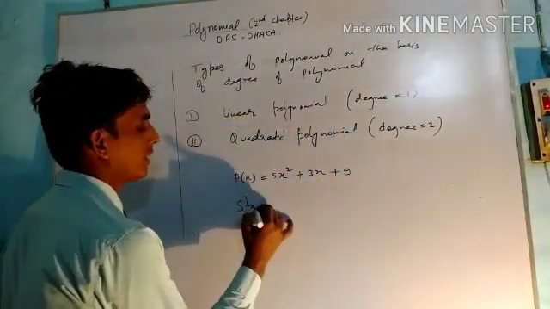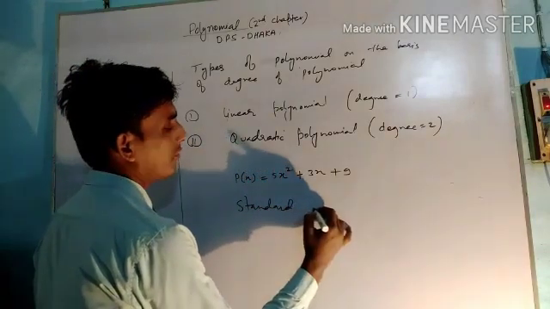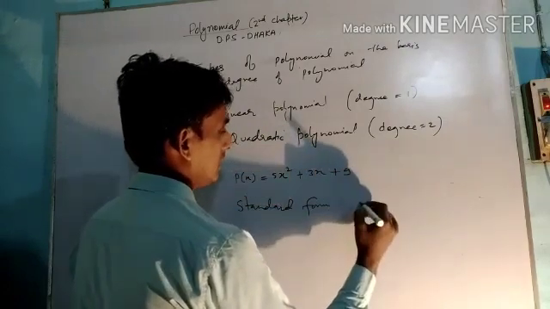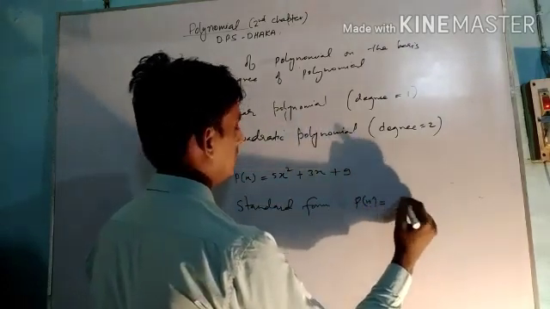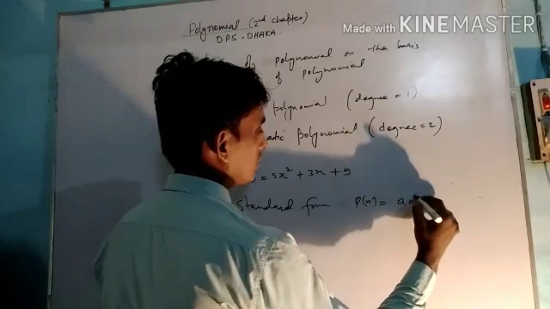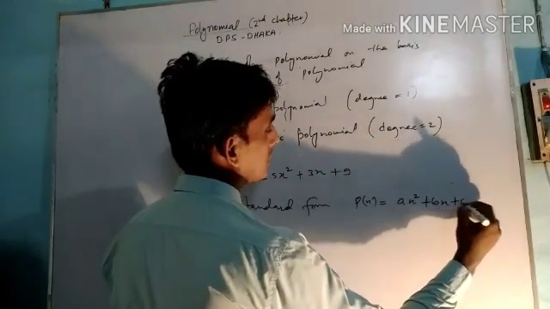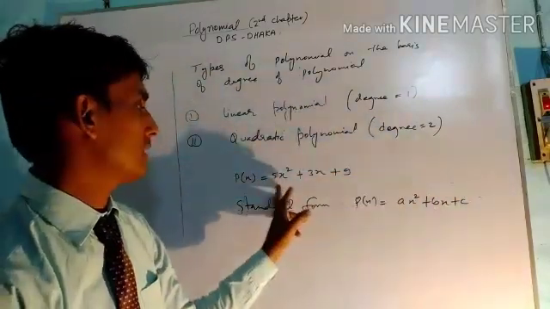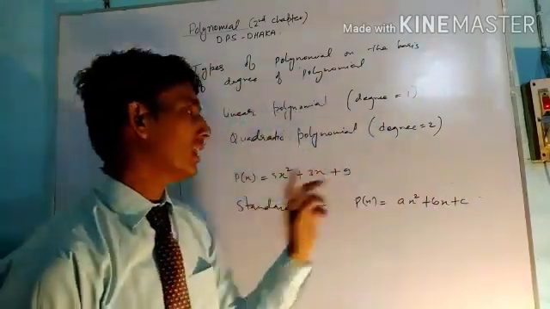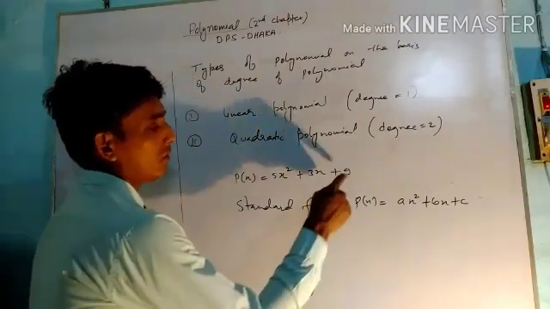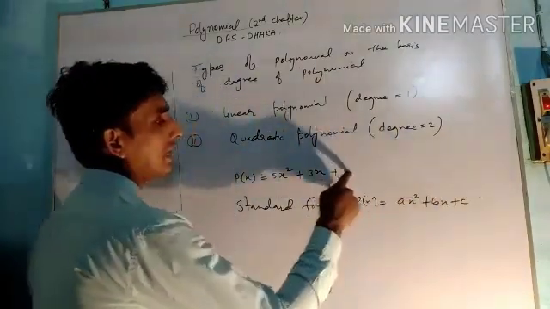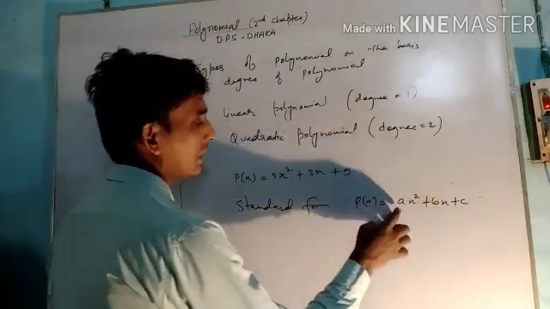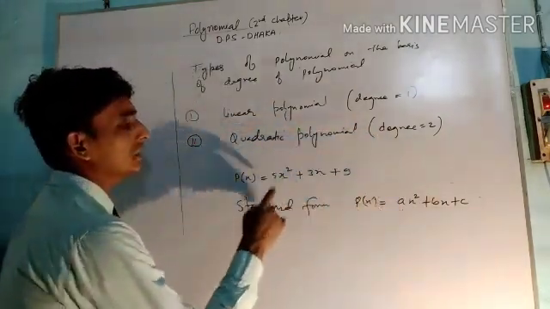The standard form of a quadratic polynomial is p(x) is equal to ax square plus bx plus c, where c is the constant term. If you compare this equation, it is also written in the standard form. So the constant term c is 9, the coefficient of x, b, is 3, and the coefficient of x square, a, is 5.